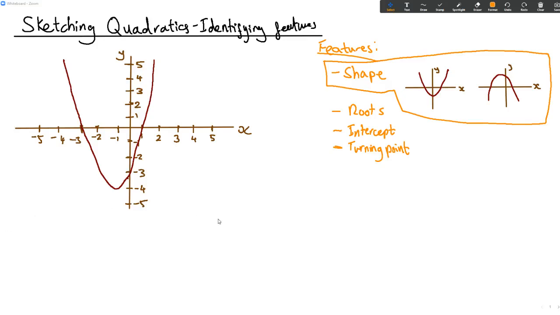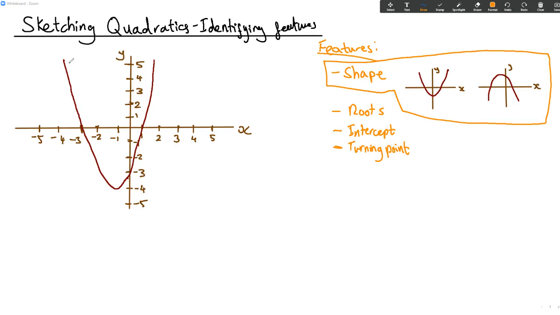Hello there. In this video we're going to be learning about sketching quadratics. Now a quadratic, if you didn't already know, either looks like this here. It's either a U curve or more of an N curve, or you could see it as a smiley face or a sad face. That's what quadratic curves look like.